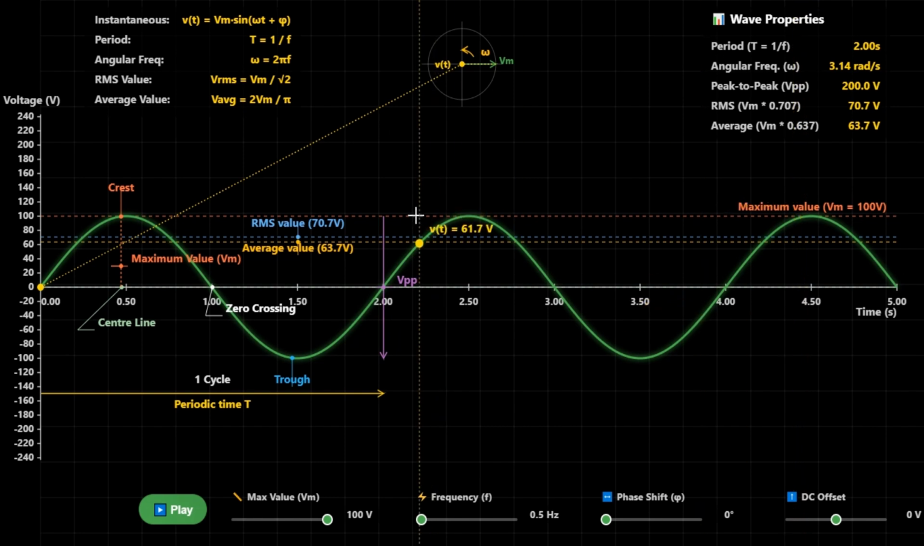Now high frequency means many waves quickly. That means high frequency means more waves or more number of cycles. Low frequency means fewer cycles completed in 1 second.